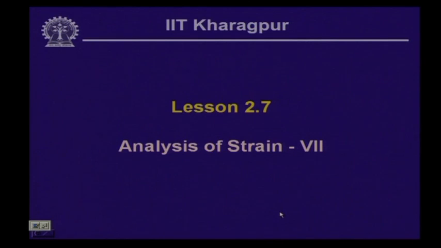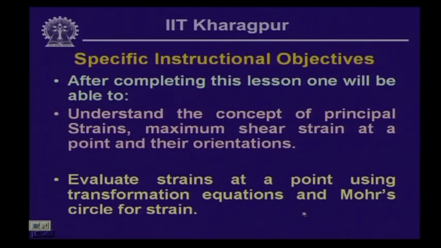Now, in the previous lesson on analysis of strain, we had looked into some aspects of evaluating strain at a particular point at a different orientation. If we have an axis system oriented differently from the rectangular axis system, then how do you compute the strains with reference to that axis system?